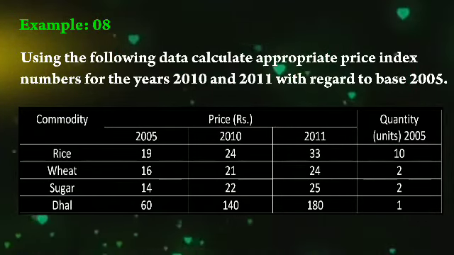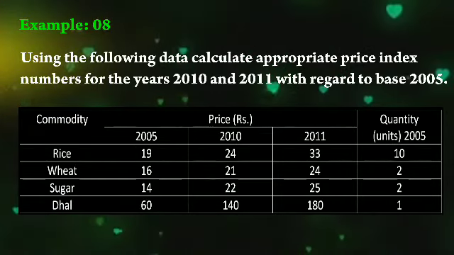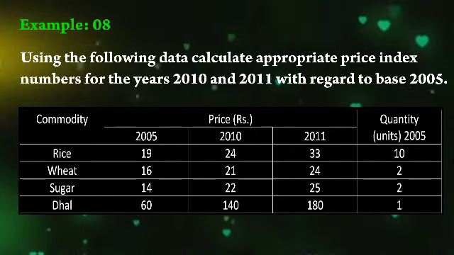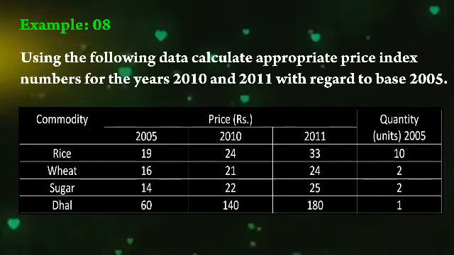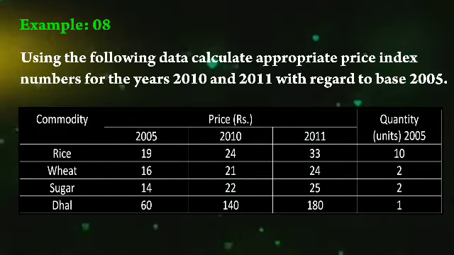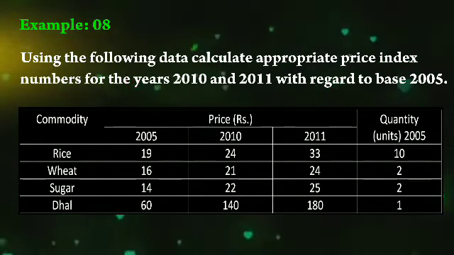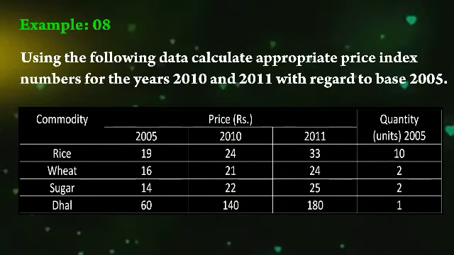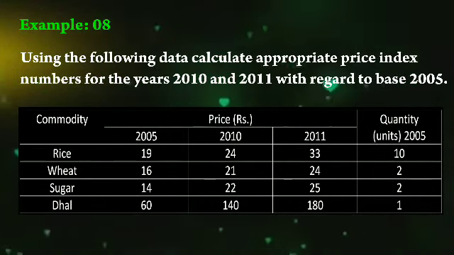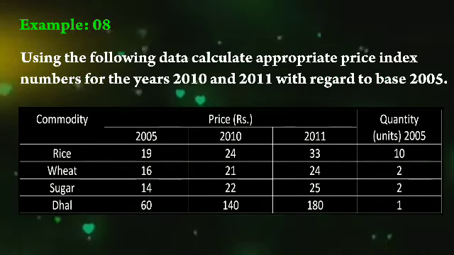For both the current years, 2005 will be the base year. When the comparison is made between 2005 and 2010, 2005 will be the base year and 2010 will be the current year. When the comparison is between 2005 and 2011, 2005 will be the base year and 2011 will be the current year. So your question is to construct the index number for the years 2010 and 2011.